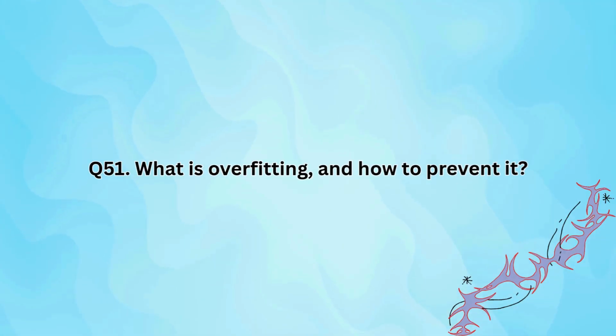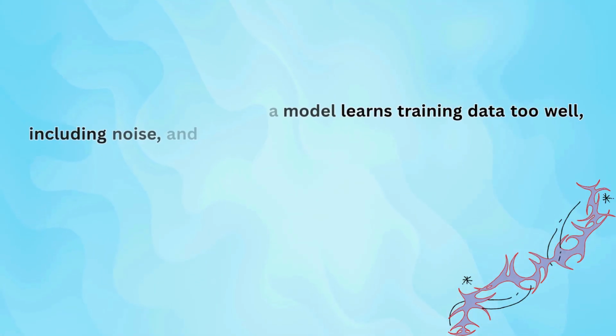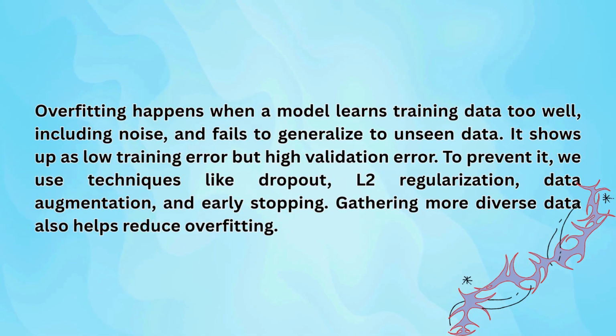What is overfitting and how to prevent it? Overfitting happens when a model learns training data too well, including noise, and fails to generalize to unseen data. It shows up as low training error, but high validation error. To prevent it, we use techniques like dropout, L2 regularization, data augmentation, and early stopping. Gathering more diverse data also helps reduce overfitting.